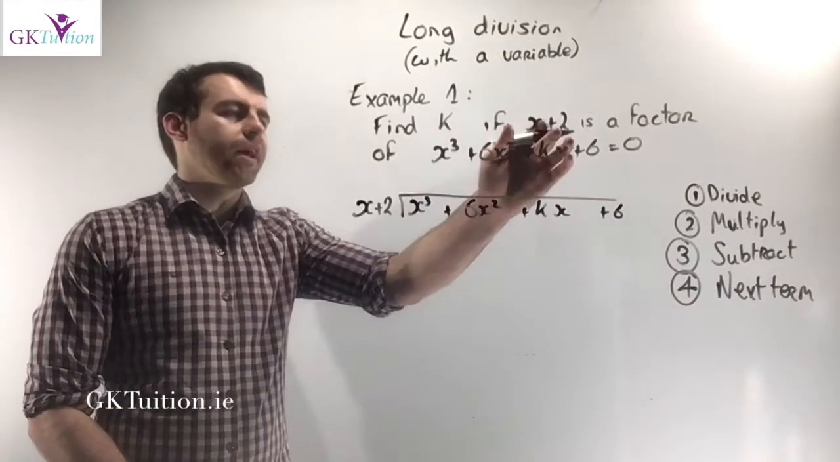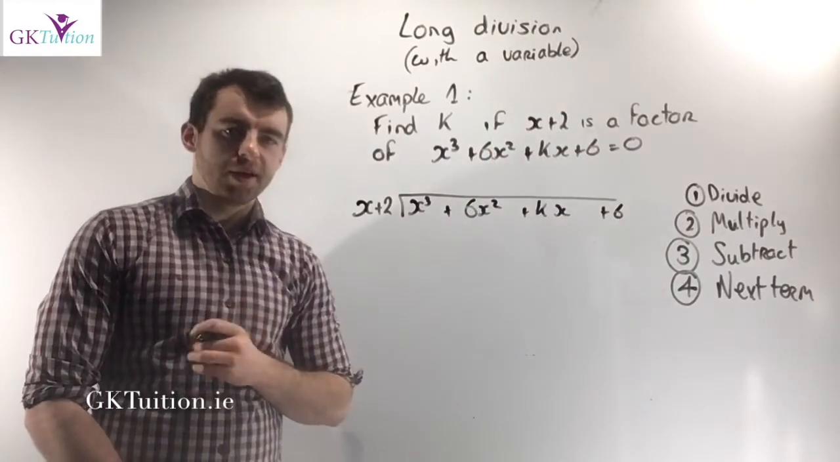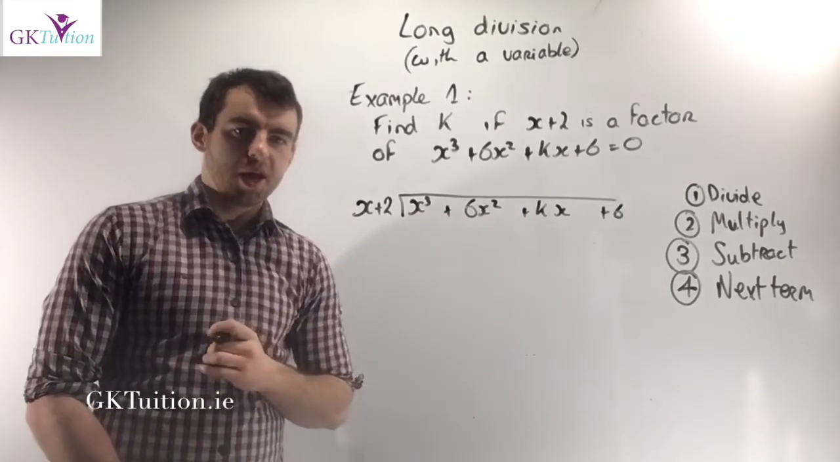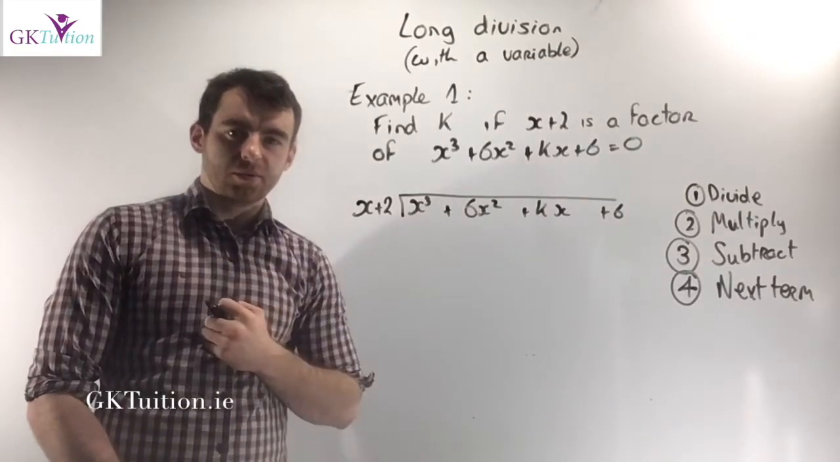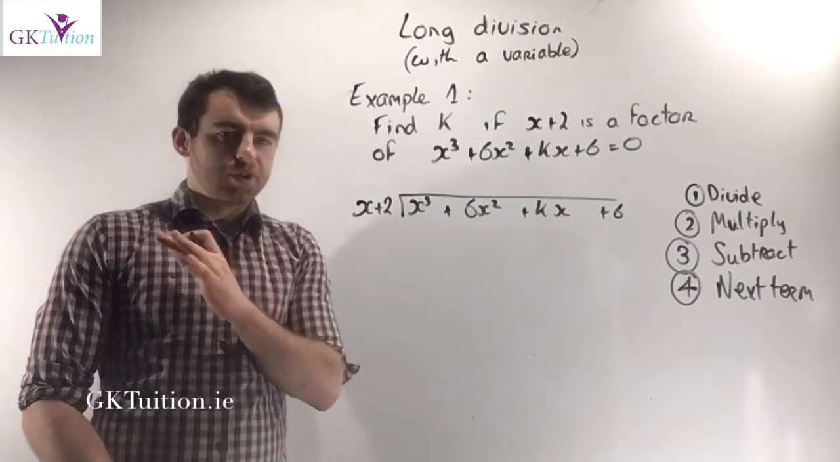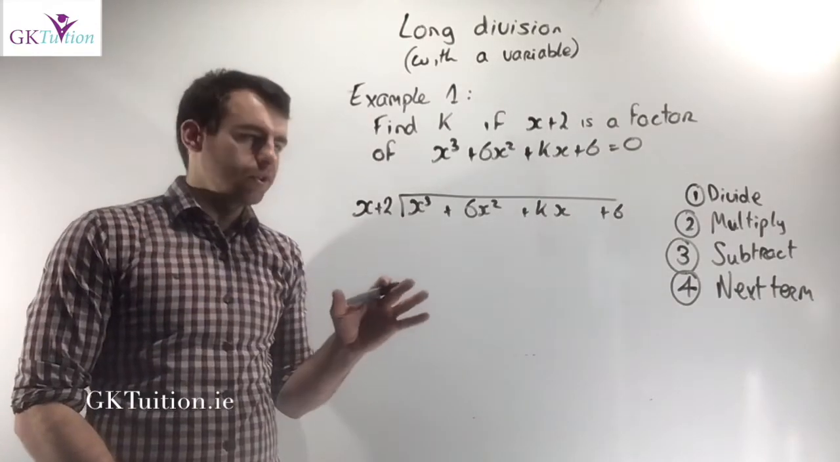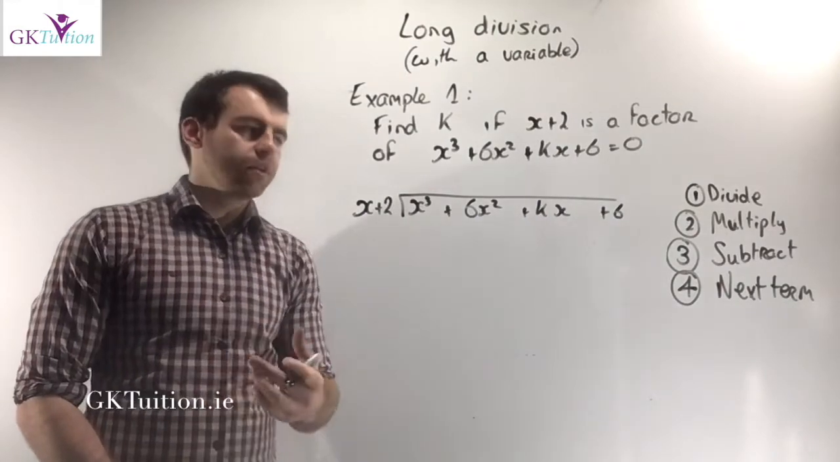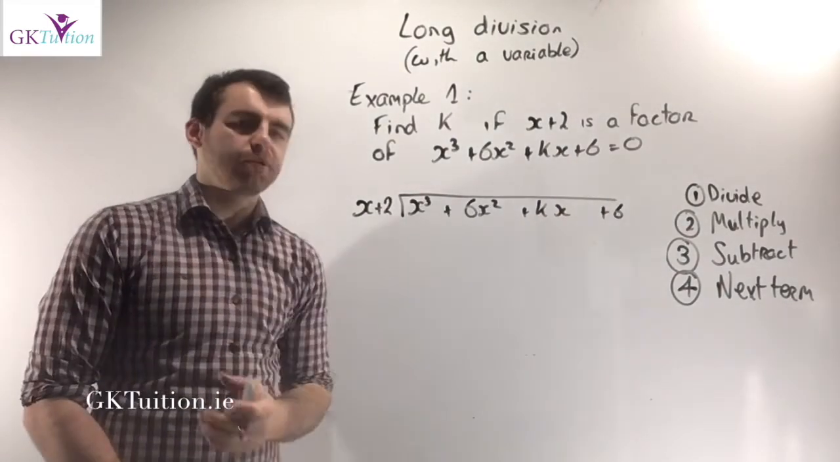Okay, so if I know that x plus 2 is a factor of this cubic, the other thing I can do is simply divide x plus 2 into the cubic, and I know that the remainder will be equal to 0. So I want you to just think of this purely as Junior Cert long division. It's the exact same other than the fact that there's a k here. Nonetheless, we're going to follow the same steps as we've always been following.